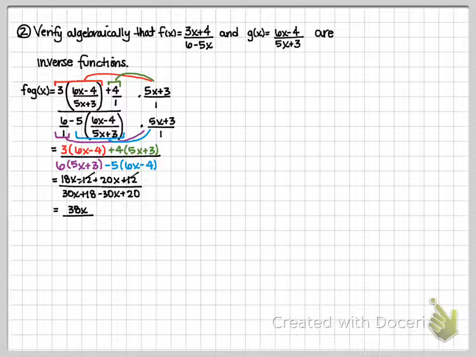I am under the impression that you aren't going to cancel the 12s with an 18 or a 12 with a 20 because they aren't like terms. So we can do the same thing on the bottom. My 30x's cancel, and now I can combine the 18 and the 20. This is good. There's the 38, those cancel, I get an x. Okay, so fog, we are successful. Let's do gof. Same idea. Start with my g function. Everywhere I see an x, rip it out and plug the f in. So, my g function, there's the x, take it out, plug in f.